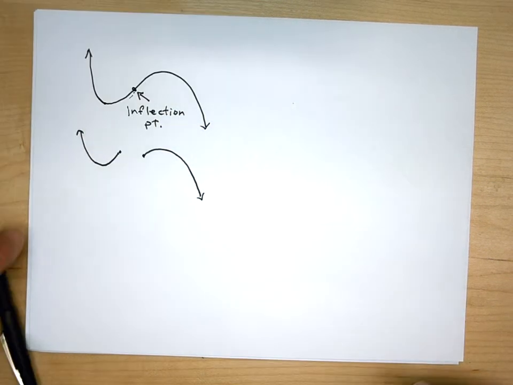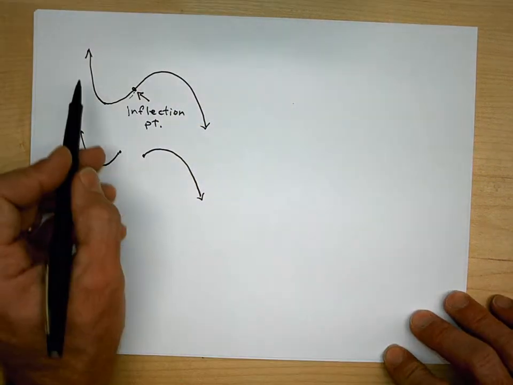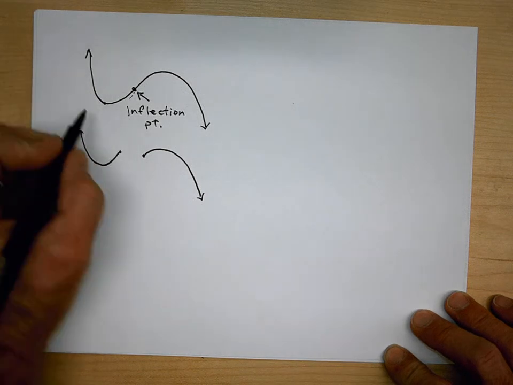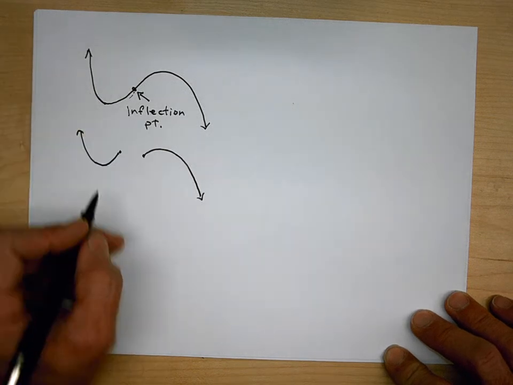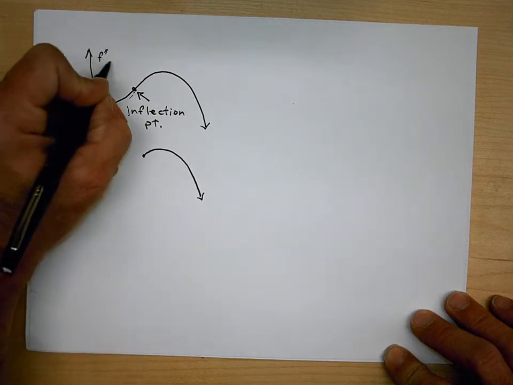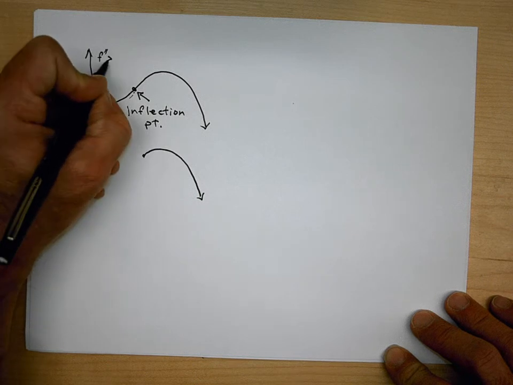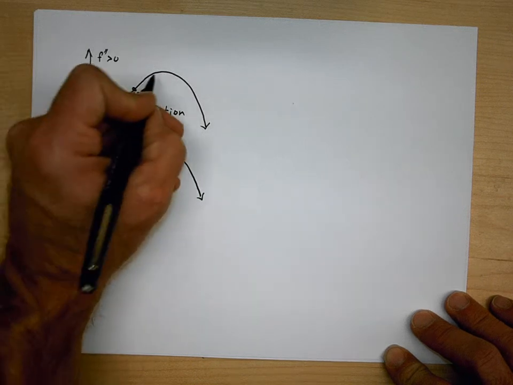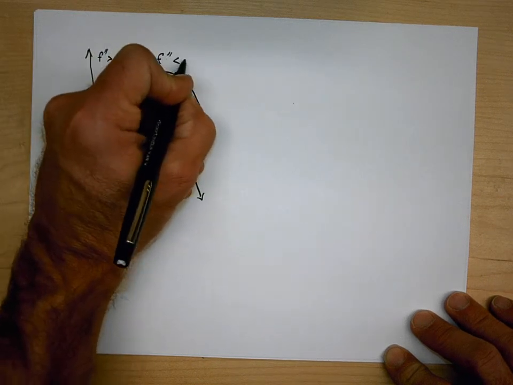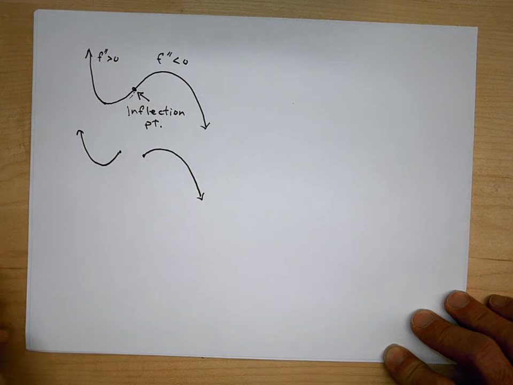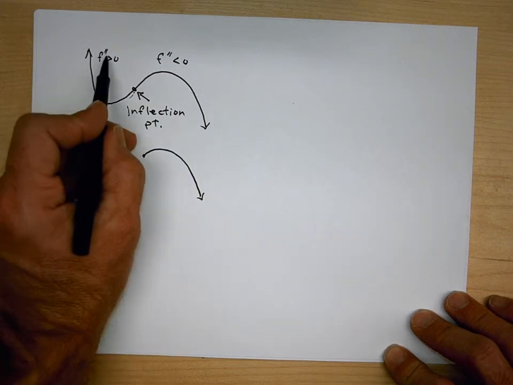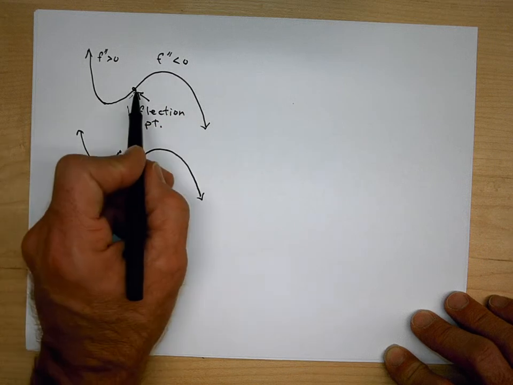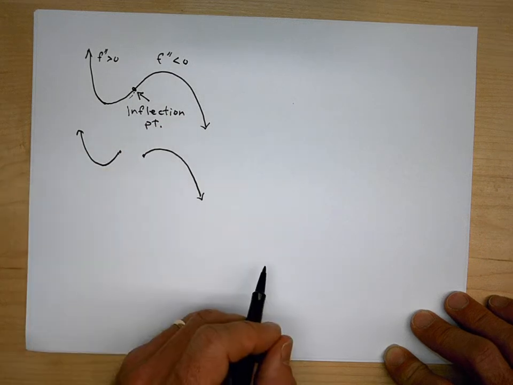All right? Okay. So what does this mean? Well, it also means that the sign of the second derivative changes, right? Because here it's concave up, so the second derivative is positive. Over here where it's concave down, the second derivative is negative. So if the second derivative is going to go from positive to negative, what do we know about what's going to happen at an inflection point?